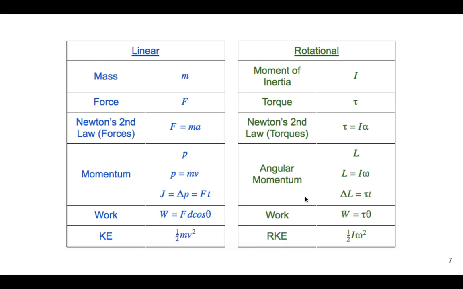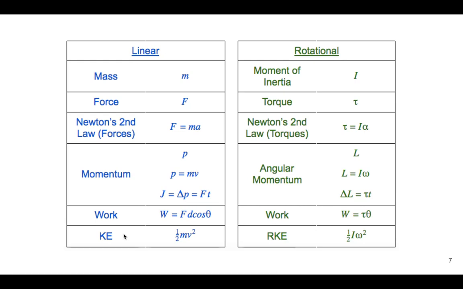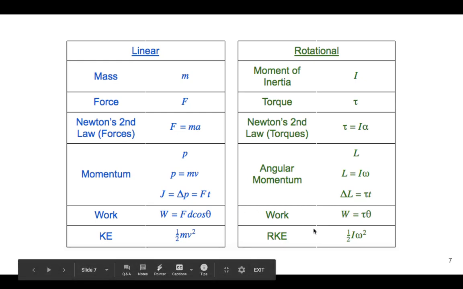Work equals tau theta, which we're not actually going to do a whole lot with this. And just like there's kinetic energy, sometimes called linear kinetic energy or translational kinetic energy, that's the kind of kinetic energy you have from moving in a straight line. There's also rotational kinetic energy, and this is 1/2 I omega squared. And just like work and kinetic energy over here have units of joules, work and kinetic energy over here also have units of joules.